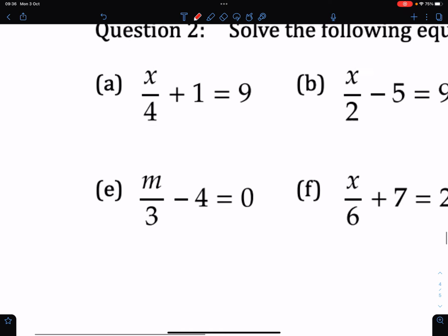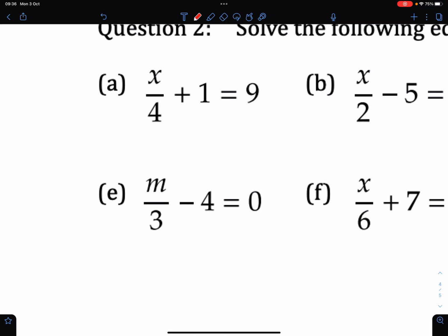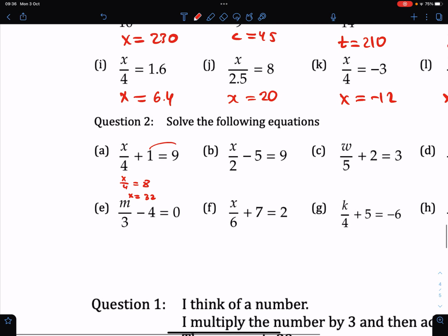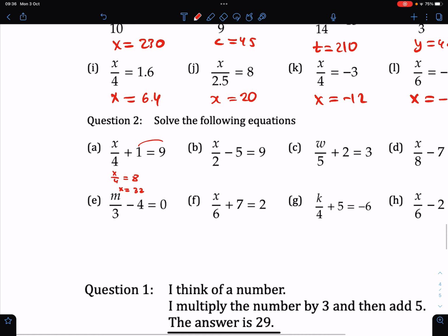So I'm going to write down the first one, x over 4 plus 1 equals 9. That's going to give us x over 4 equals, so I need to move 1 to the other side first. 9 minus 1 will be 8. Now x over 4 equals 8, x is going to give us 32. Yes?